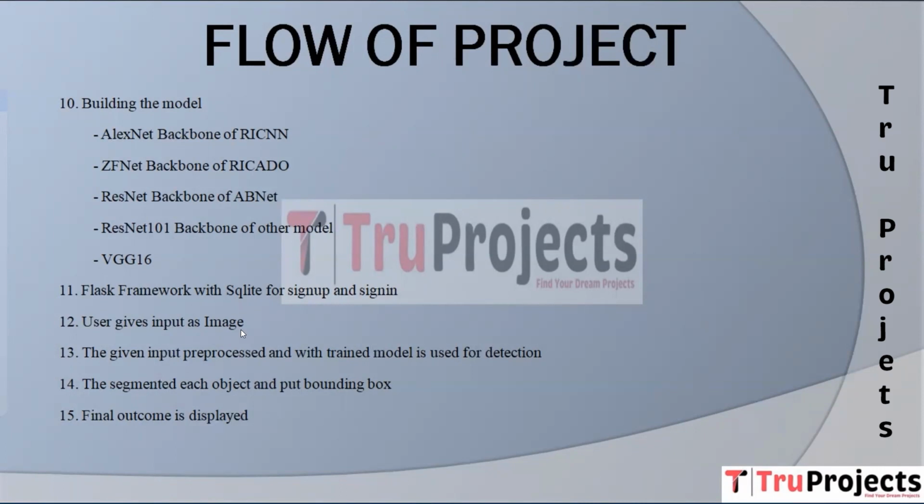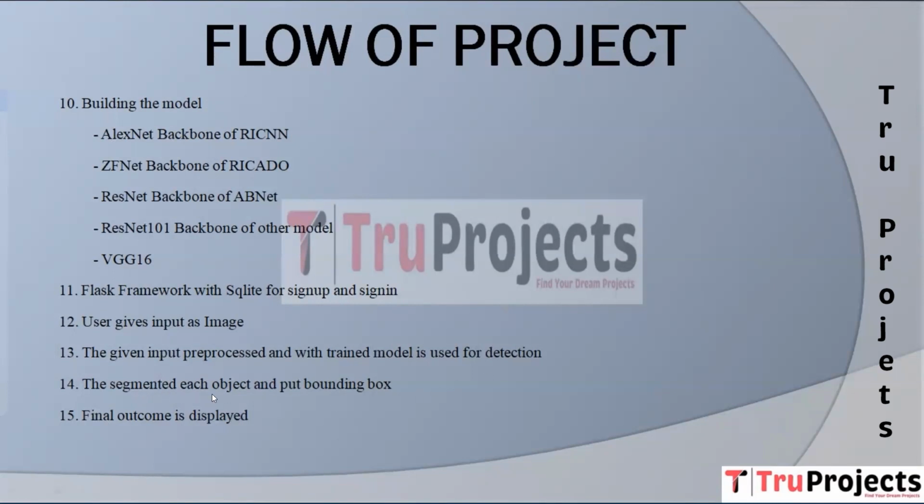The user provides an input image for object detection. The given input is pre-processed, ensuring it is in the right format. Then the trained model is applied to identify and locate objects within the image.